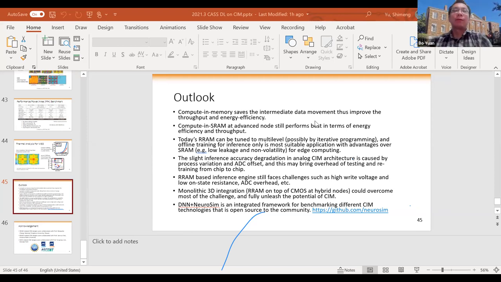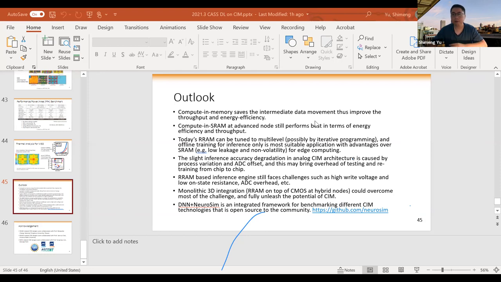Other questions? Okay, one more question here. The question is, what do you think is the biggest advantage of the computing memory based on 3D RRAM?